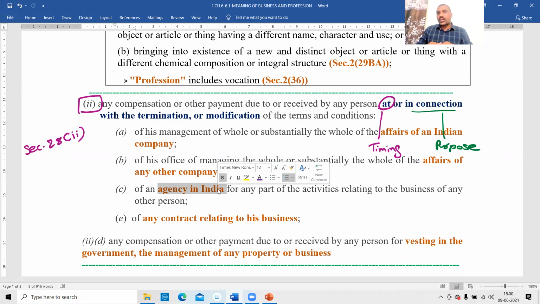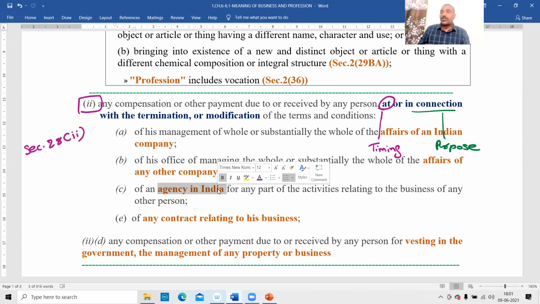He was doing remote work. Here he established one branch. One premises he has taken on rent. He has recruited the employees. He was monitoring the work from there. Agent is monitoring the firm. Principal is also abroad, agent is also abroad, but agent's employees are working in India. Agent has an establishment in India. Therefore, agency in India, not principal, not agent, agency. Agency in India. That is an important point.